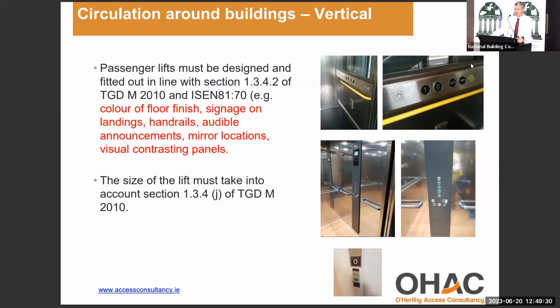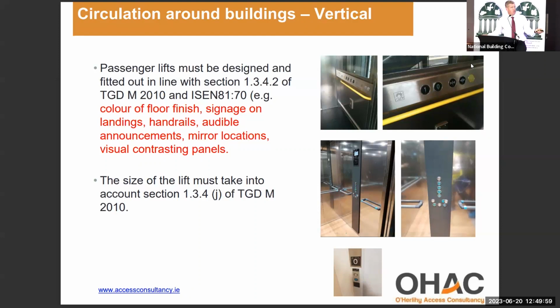EN 81-70. So for example, TGD M recommends that a light color floor finish should be provided. It recommends that at least one handrail should visually contrast from the surroundings. The mirror needs to be located 900 to 950 above the finished floor. And you need to provide visually contrasting panels. You can see the visually contrasting panels here. They contrast from the stainless steel on either side. You can see the visually contrasting handrail. You can see the floor is a light color.